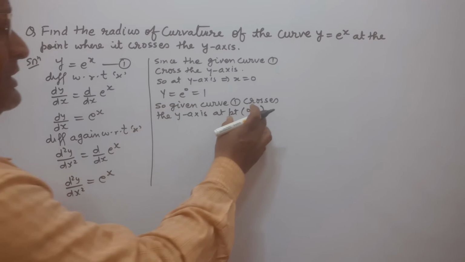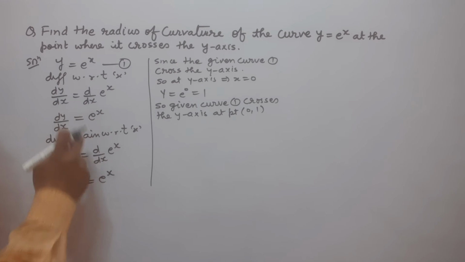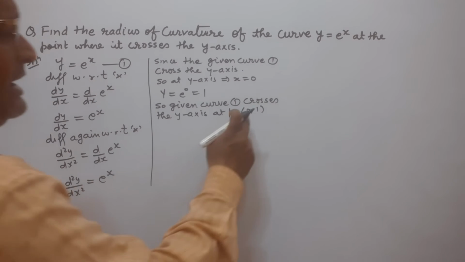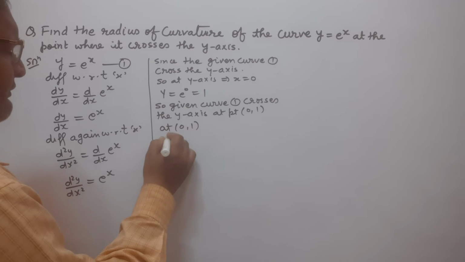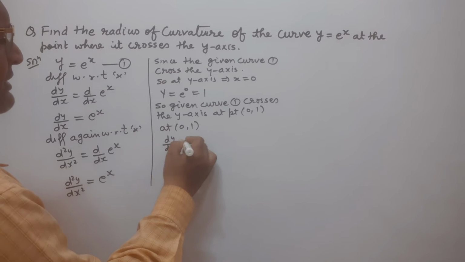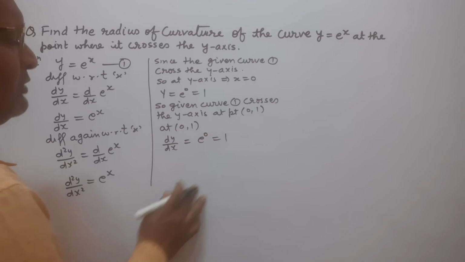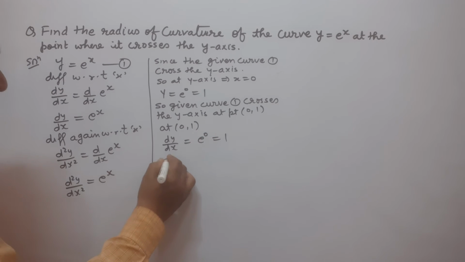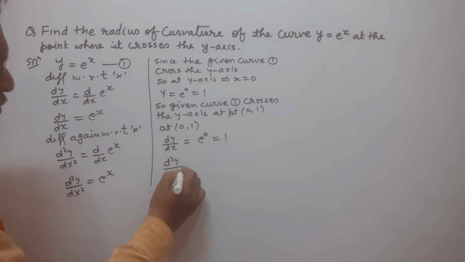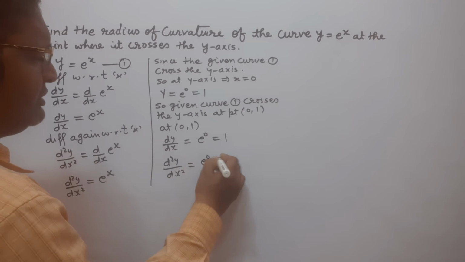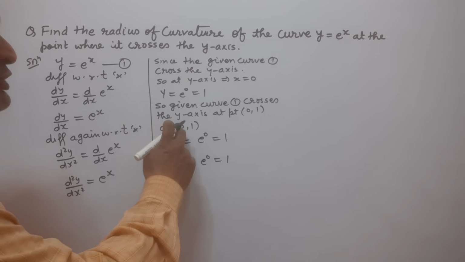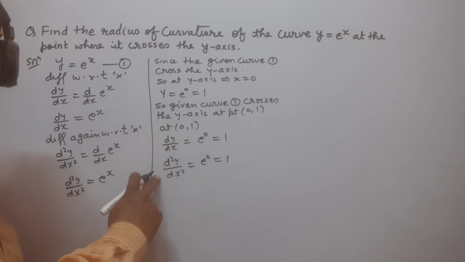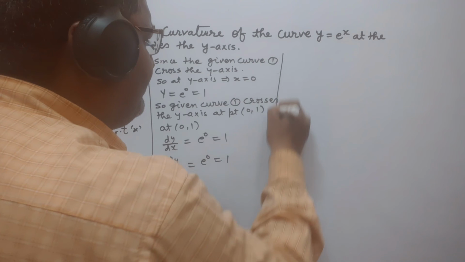Now we find out dy by dx and d2y by dx2 at this point. So at (0,1) we find out dy by dx, that is e to the power 0, that is 1, and d2y by dx2 at this point. So d2y by dx2 is equal to e to the power 0. This is also 1. आप देख सकते हैं यहाँ पर 0,1 पॉइंट पर dy by dx और d2y by dx2 की वैल्यू फाइंड की गई है.